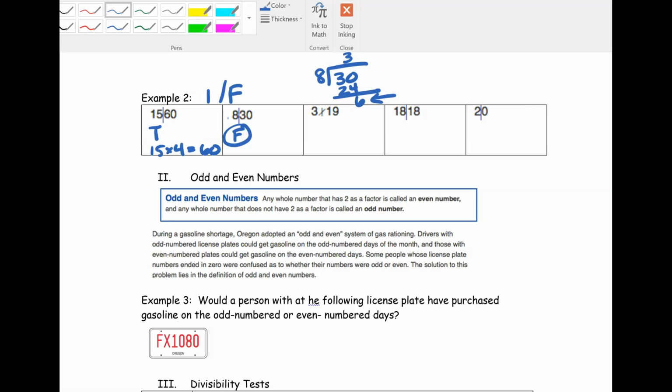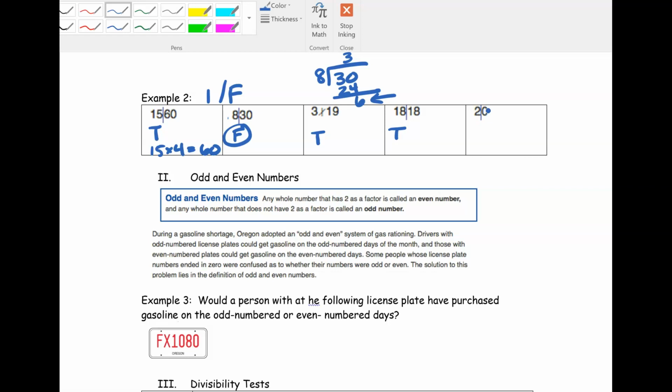So this next one, 3 is not a factor of 19. True. 3 doesn't go into 19 evenly. 18 is a factor of itself. True. 18 times 1 is 18. And then this one, this is definitely one to think about. Is 2 a divisor or a factor of 0?